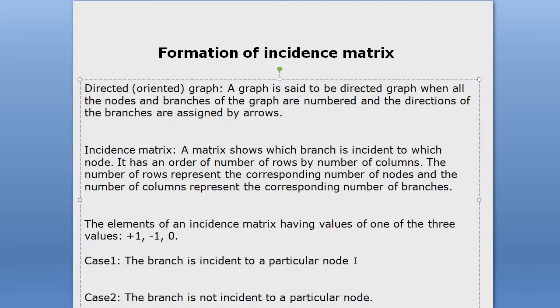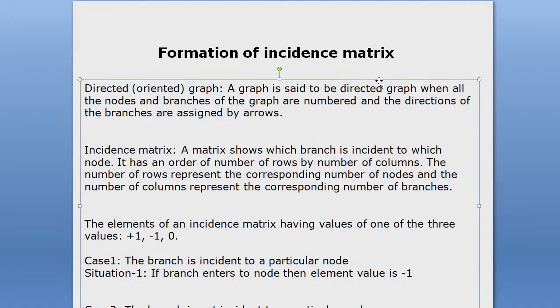Situation 1: the branch is oriented so that it enters the particular node. Then the element value is minus 1.